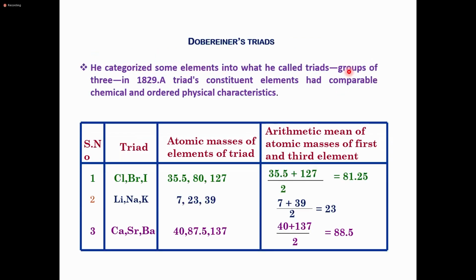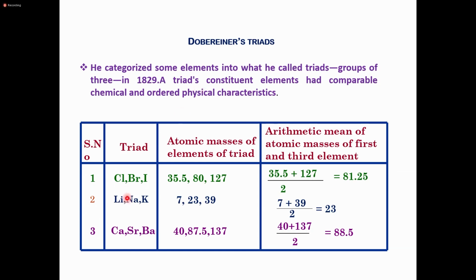Then came Döbereiner in 1829. He grouped some elements into what he called triads. The elements constituting a triad had comparable chemical and physical characteristics. What this means is that they classified the elements according to physical properties, such as state: alkali metals, metals, non-metals, earths, and gases.